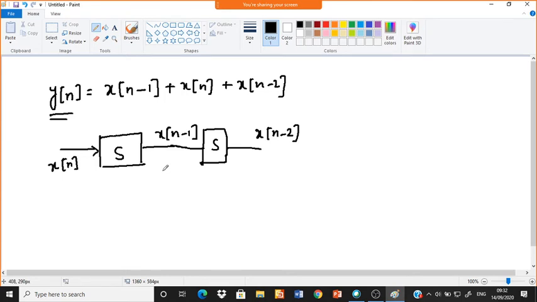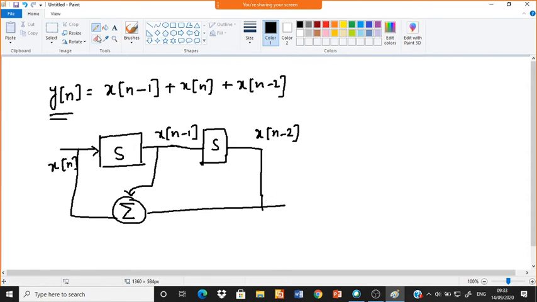Now how can we get the output y of n? By adding all these signals using summation. I add x of n, I need to add x of n minus 1, and I also need to add x of n minus 2. Then I will get the output signal y of n. This is what interconnection operations are. You can see here that the signals are interconnected and yield the output.